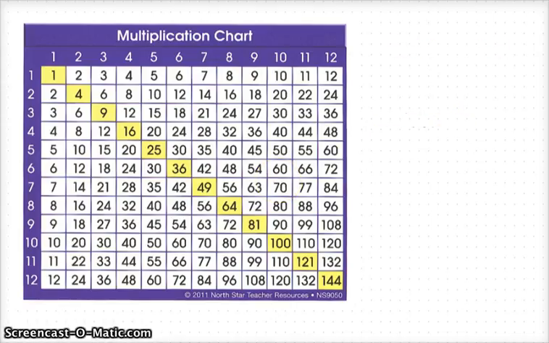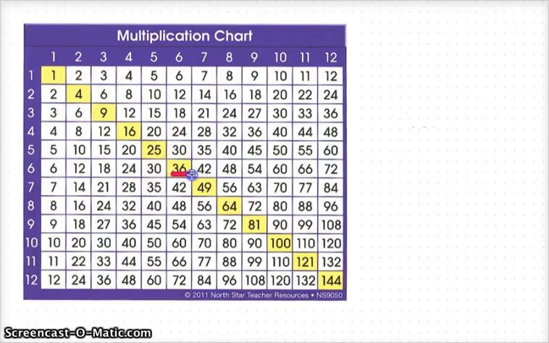The next term we're going to look at is square numbers. Now, square numbers are all of the shaded areas, the numbers that are in the shaded areas here on our chart. Square numbers are really just the product of a counting number multiplied by itself. For example, this one right here, this problem is really 2 times 2. That is a square number.